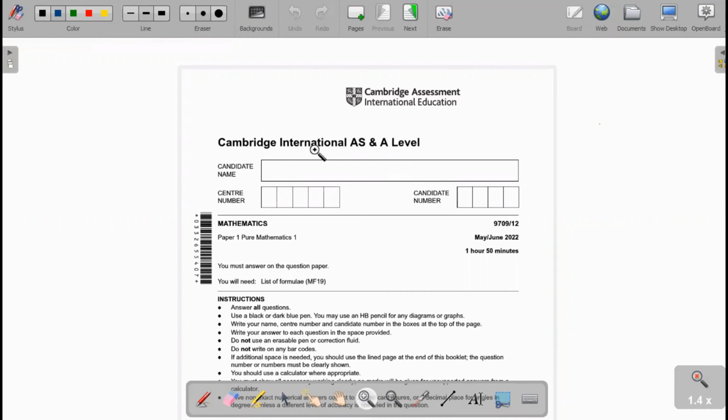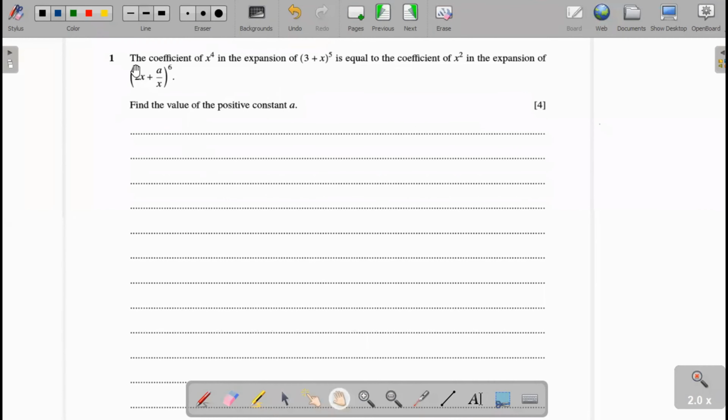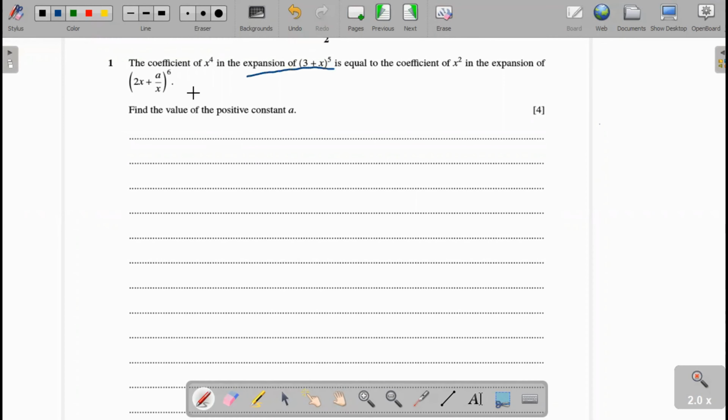Today I will solve Cambridge International AS and A Level Mathematics Paper 1, June 2022. Question number 1. The coefficient of x^4 in the expansion of (3 + x)^5 is equal to the coefficient of x^2 in the expansion of (2x + a/x)^6. Find the value of the positive constant a. First, we have to find the coefficient of x^4.